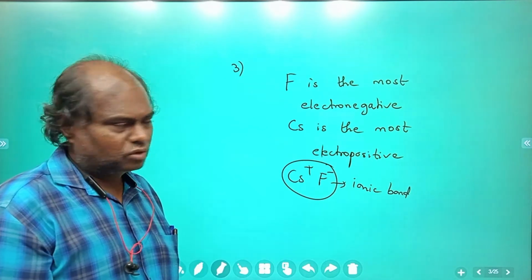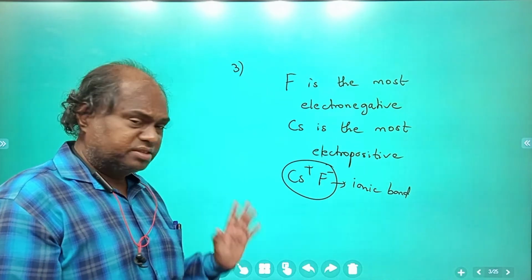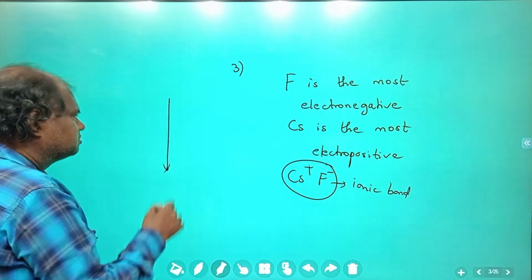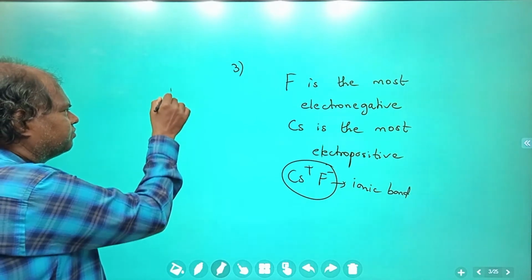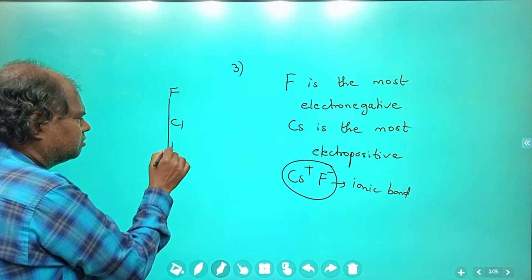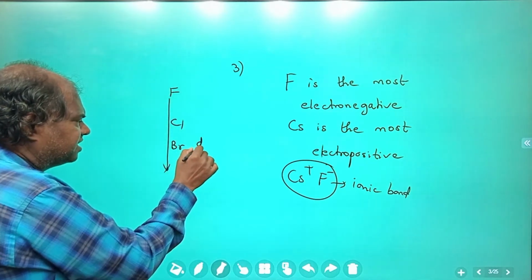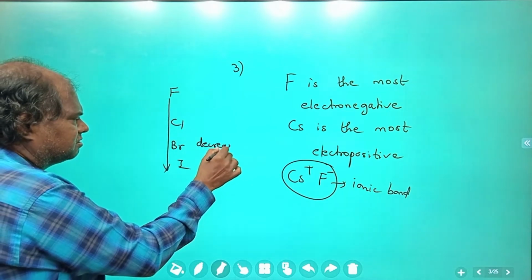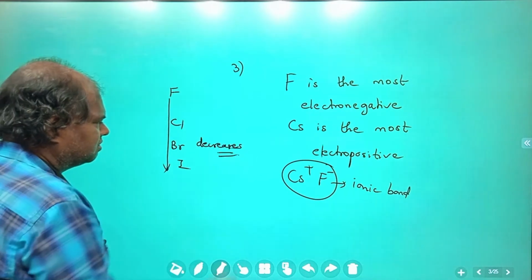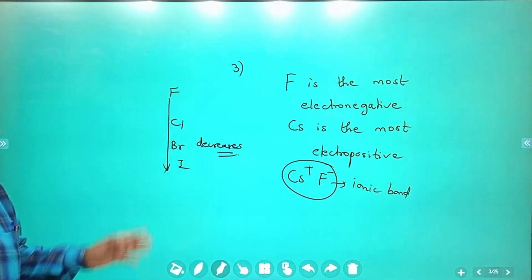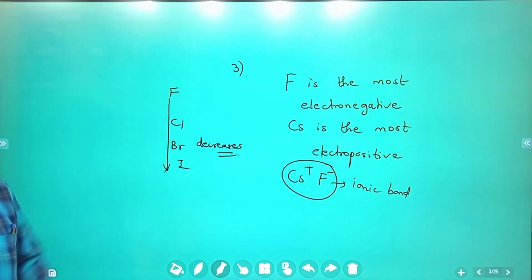Okay? Very important. Now, how does it change? As you come down the group, like suppose you take fluorine, right? Chlorine, bromine, iodine. As you come down the group, the electronegativity will decrease. Okay? As you keep going down, who is the most electronegative here? Fluorine. Very good. Okay? And iodine is not that much.